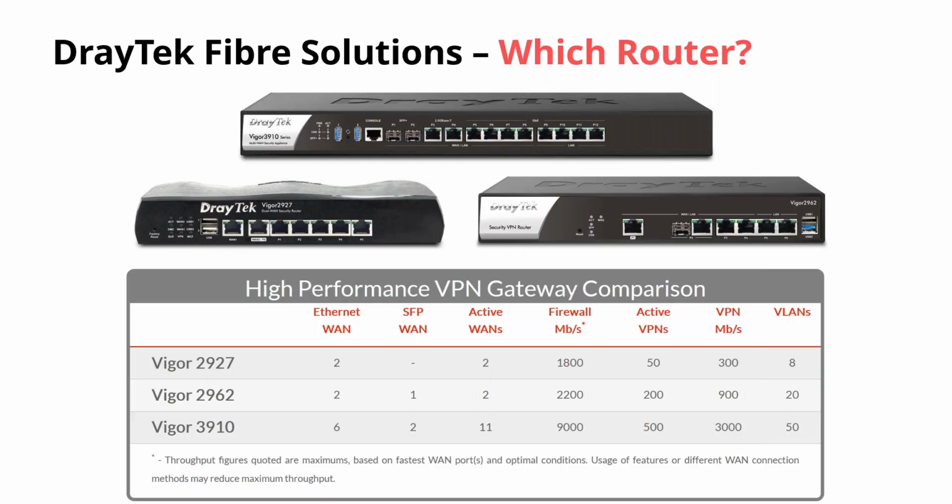The Vigor 2962 and 3910 routers are unique in DrayTek's router product line in that they have SFP module slots, giving the possibility of direct optical fiber links with a suitable fiber transceiver.